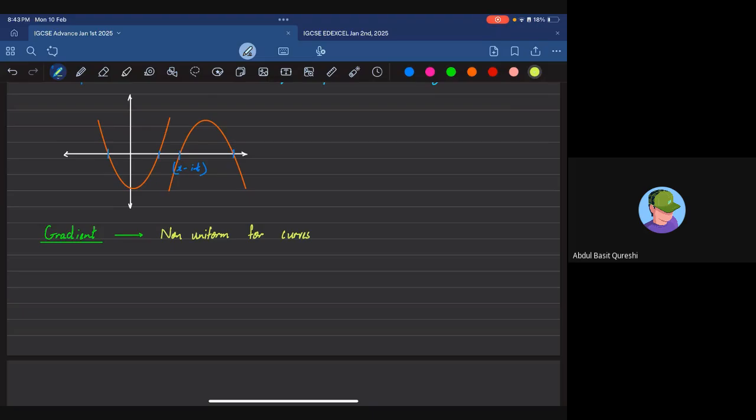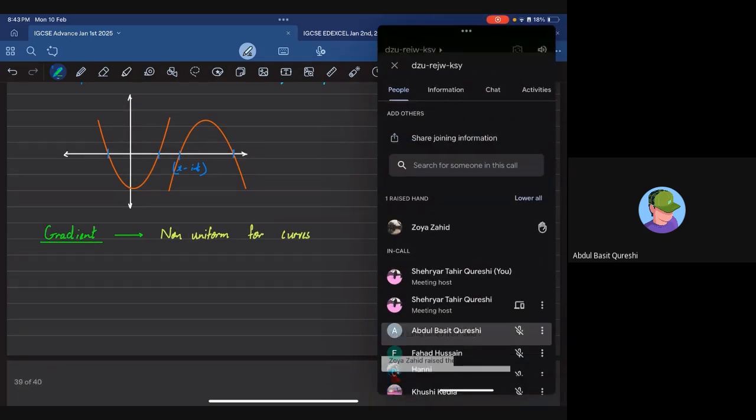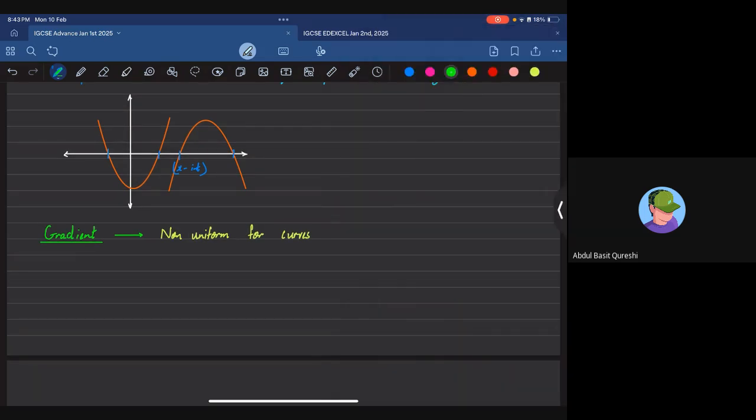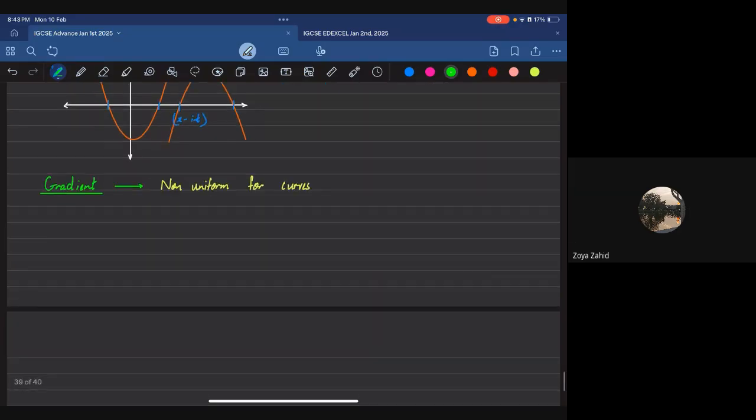And in order to find the gradient, you've got two methods. Can anyone tell me one method? Basit has already told. Can anyone tell me another method? Yes, sir. We can use differentiation to find the gradient. Yes, sir. Well done. So two methods are there for finding the gradient. We're going to do them one by one. The first one is going to be by tangent.